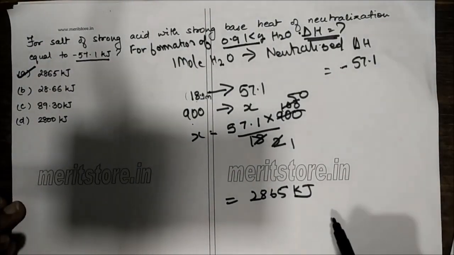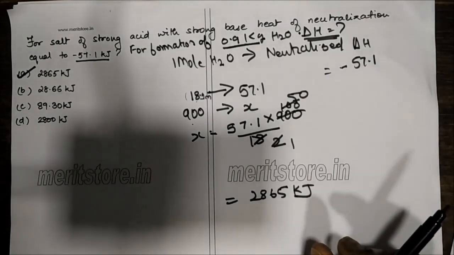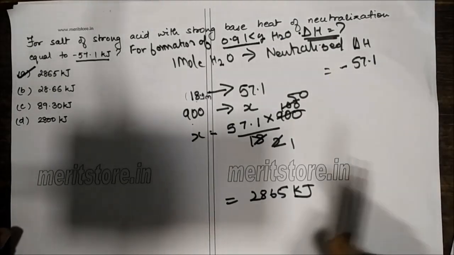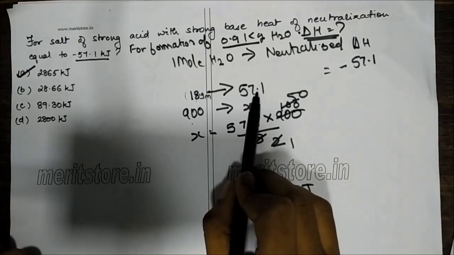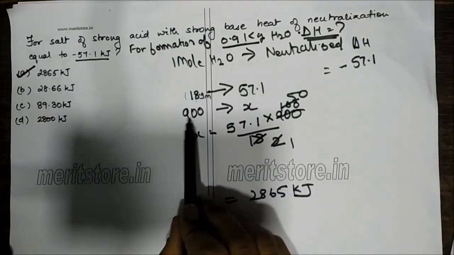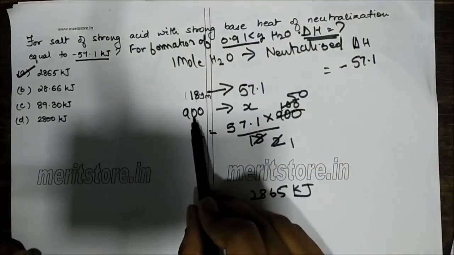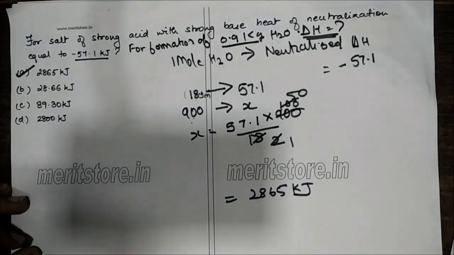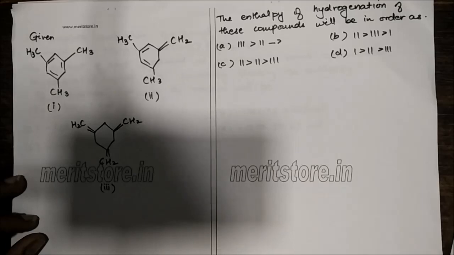Again I am repeating. The delta H value for neutralization of 1 mole, that means 18 grams of water, was given, and you were being asked the delta H for 0.9 kg, that means 900 grams. So just cross multiply and you will get the answer. Next.